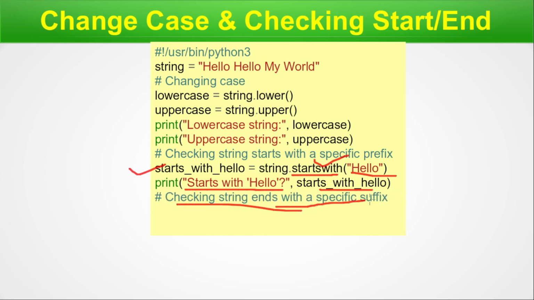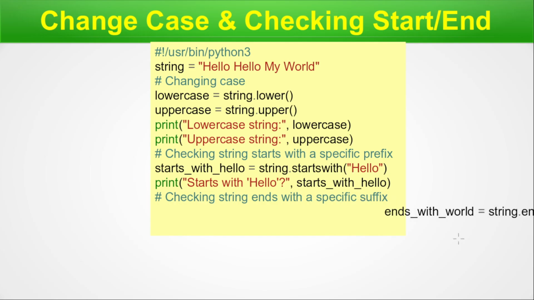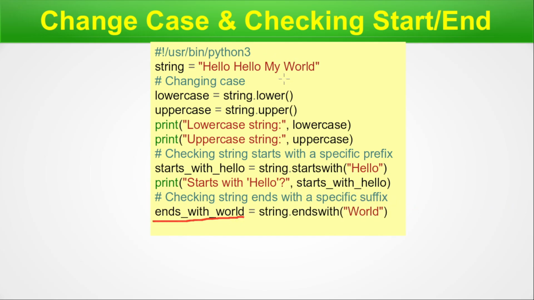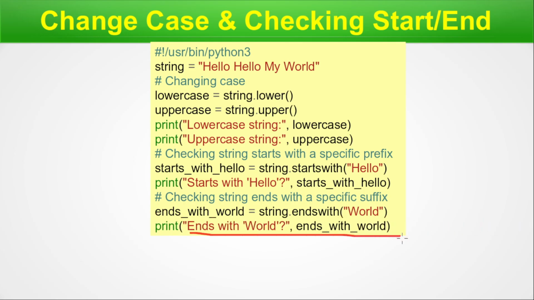Checking whether the string ends with a specific suffix, ends with world. So here we have world, and we are naming the variable as per that. String dot ends with world. It will again give a boolean output, that means whether it is true or false. And here we print out that particular variable.